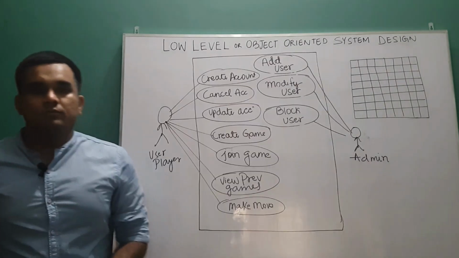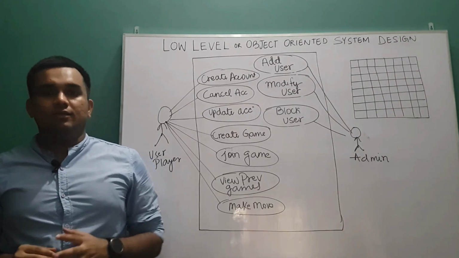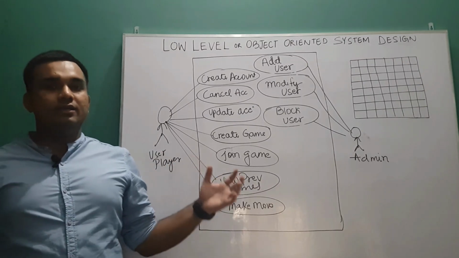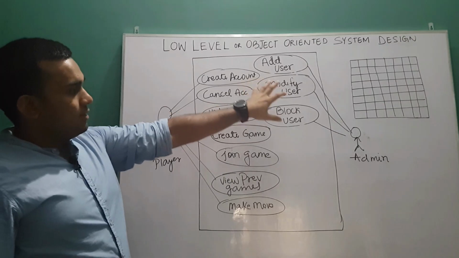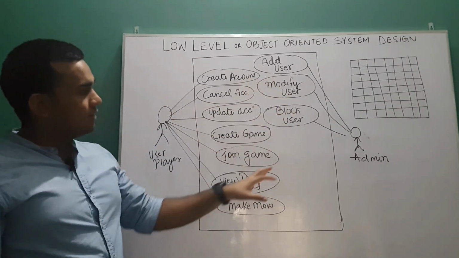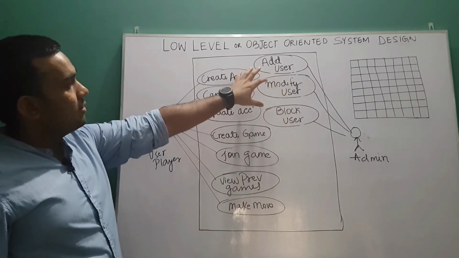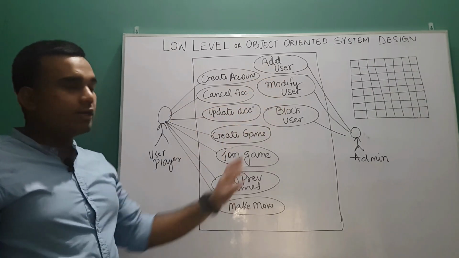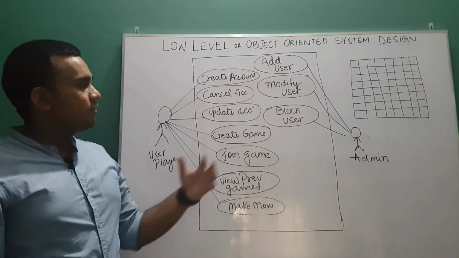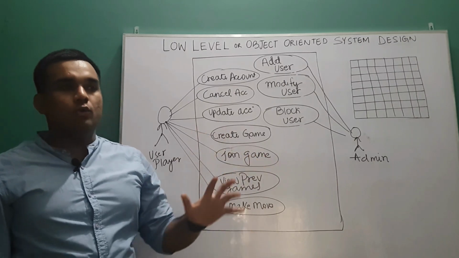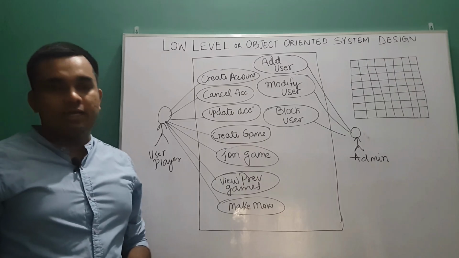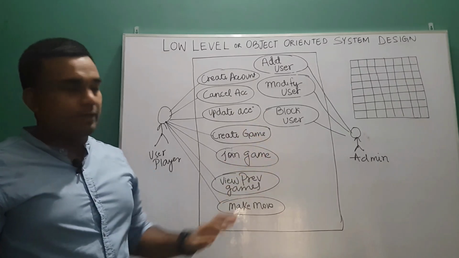So here you can see that I have drawn a use case diagram for our system. I'll explain it. First, we have identified the actor which is admin. He can add a user, he can also modify a user, and he can also block a user in case a user is forfeiting games or doing any kind of cheating. If people report against them, then he can block that particular user.